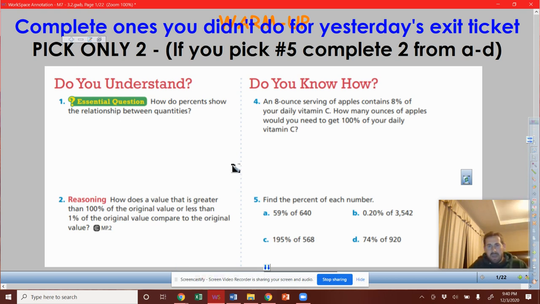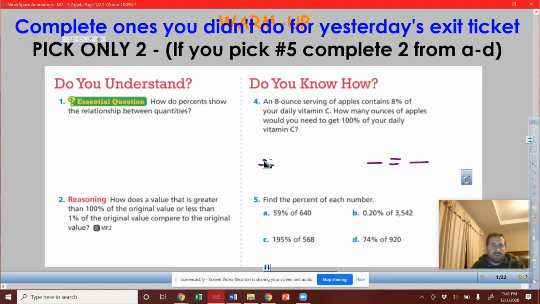Okay. Number 4, an 8-ounce serving of apples contains 8% of your daily vitamins. How many ounces of apples would you need to get 100% of your daily vitamins? I can see people kind of talking themselves out of what this answer is, but something we were talking about the other day is know your units. We're going to look at a proportion, something that should be equal to each other.